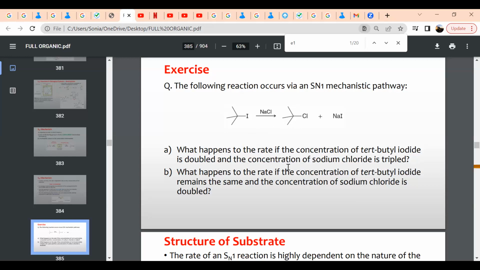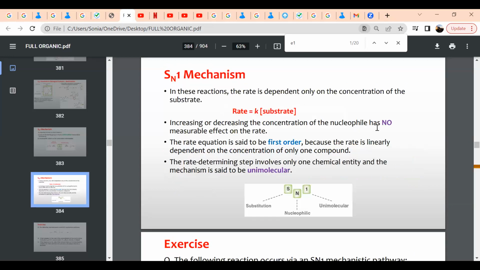The second question asks if the concentration of tert-butyl remains the same and the concentration of sodium chloride is doubled. So if this remains the same, which is what is dependent for SN1, and this is doubled, it will have no impact on the rate of the reaction because we can see the concentration of the nucleophile has no measurable effect on the rate. So yes.